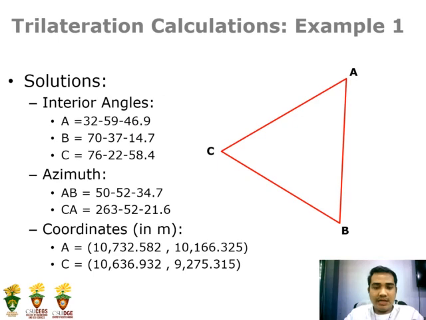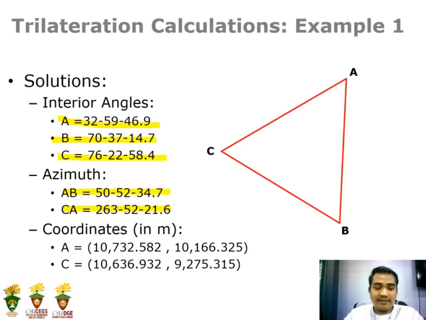So here are the summary of the answers or solutions for example number 1 in trilateration problem. So we have here the interior angles. Ano siya? Interior angle A 32, 59, 46.9, and for B 70, 37, 14.7, and C is 76, 22, 58.4. For azimuth AB, we have 50 degrees, 52 minutes, 34.7 seconds. And for CA, 263, 52, 21.6.